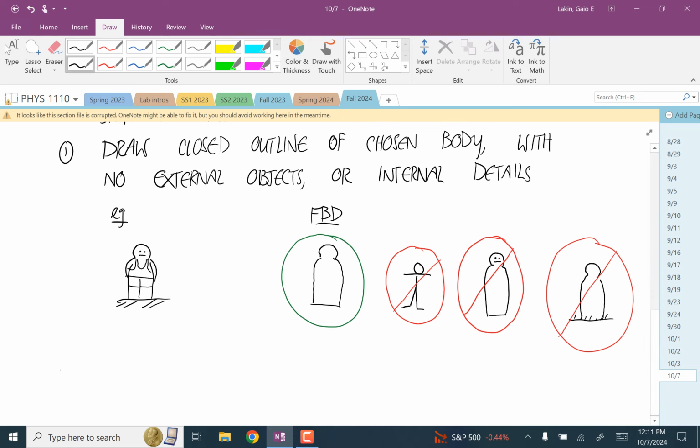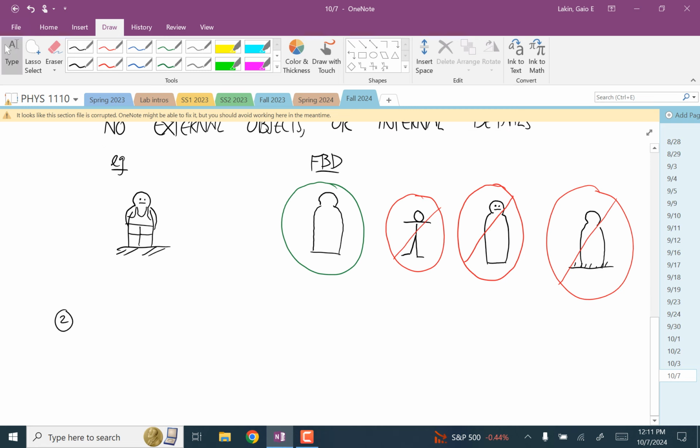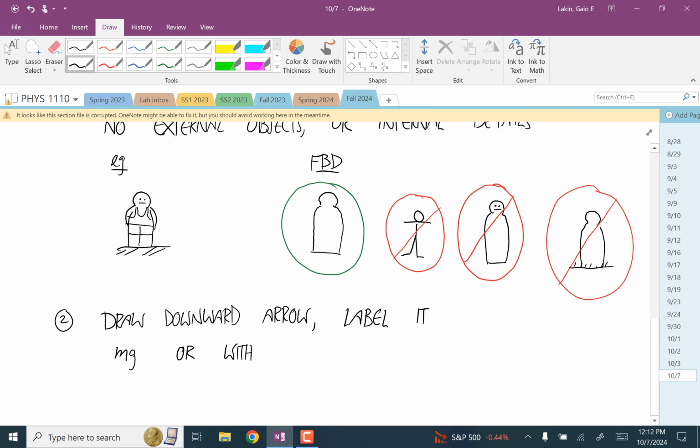Once you have your outline, the next step is to draw a downward arrow. This represents the weight force, and label it either mg, the mass times the acceleration of gravity, or with the numeric weight.